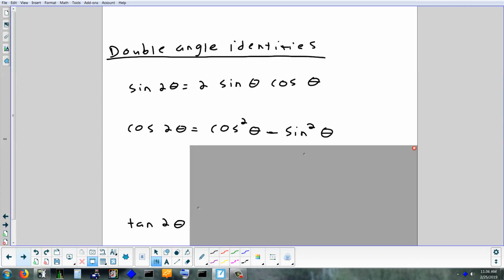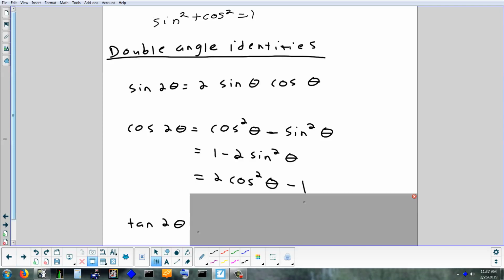Does anybody remember the Pythagorean identity I'm thinking of? Something squared? Yes, sine squared plus cosine squared equals 1. That's not what we have there. We have cosine squared minus sine squared. It's a little different. It's kind of like it.